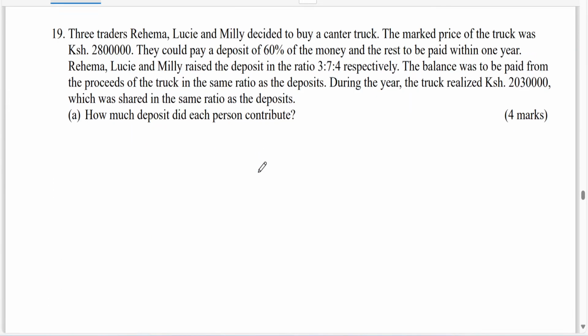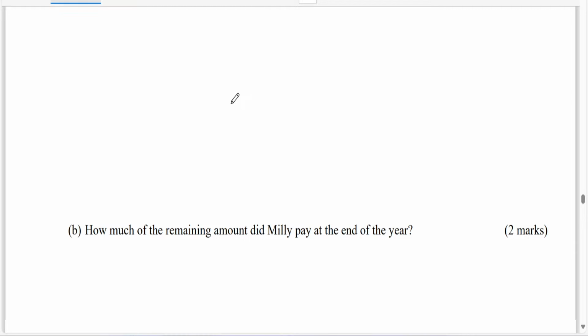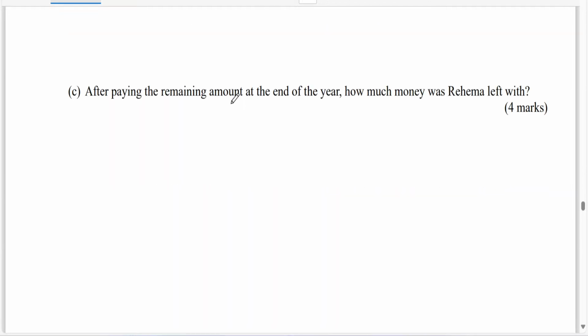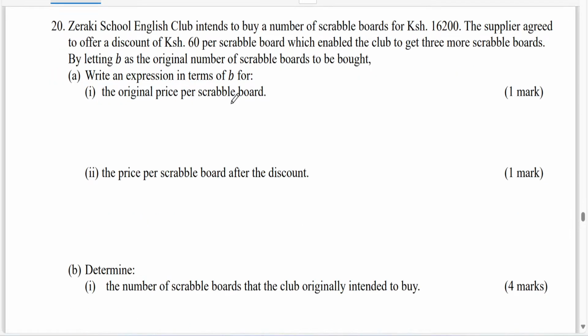Question 19. Sawa. 3 traders, Rehema, Lucy and Millie. But I won't do this question. It seems like easy, so I'll just skip this question because tutafanya 5 questions to be truthful. So let's just skip it to question 20. So we still have around 2 questions. Question 20.